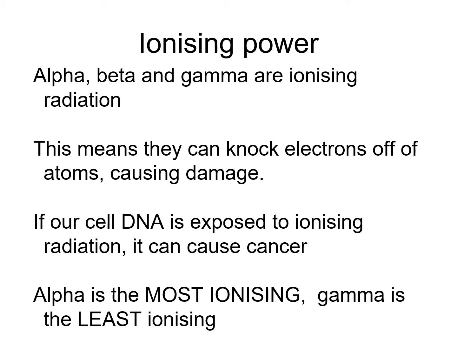You need to know which is most ionizing and which is least. So the order is alpha, beta, gamma. Alpha is the most ionizing. In other words, it's most able to strip electrons off of atoms, followed by beta, and then gamma is the least ionizing.